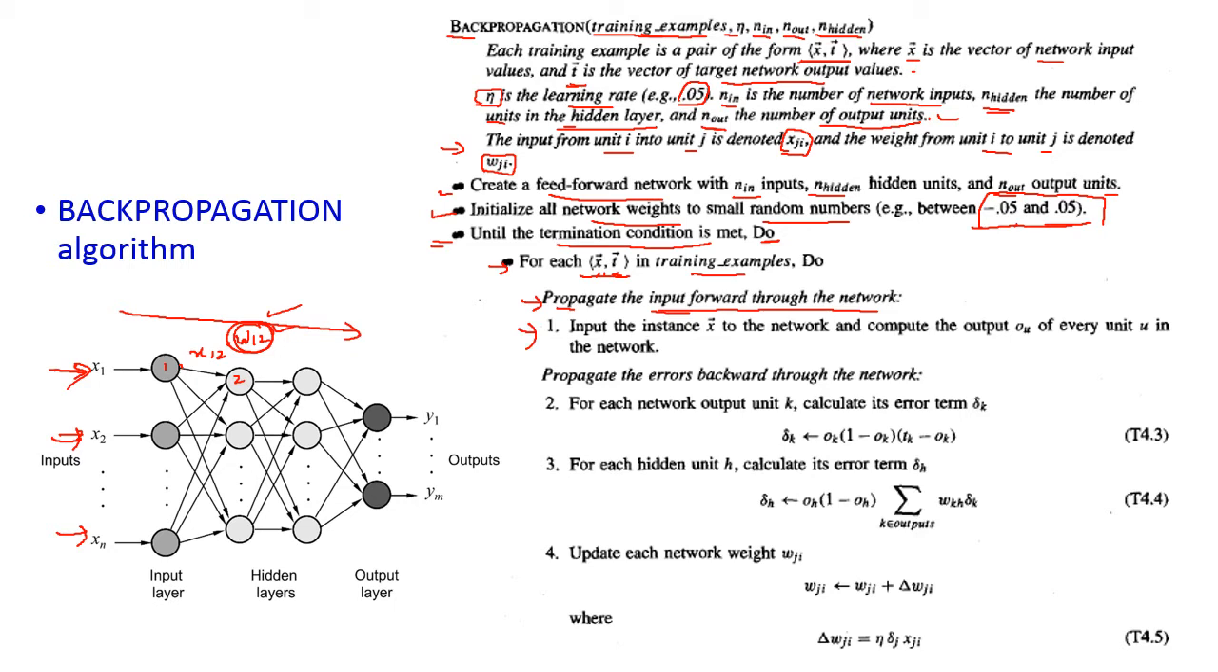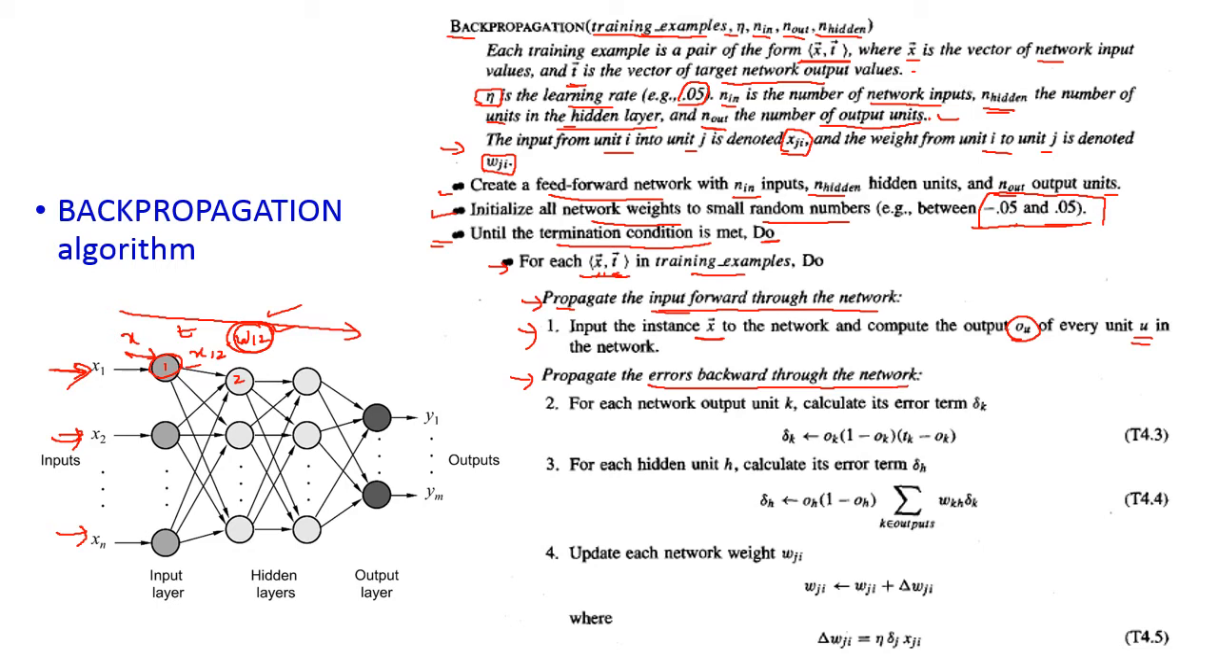The first step: input the instance x to the network and compute the output for every unit. So for every unit we have to compute the output. We give the input x and the output will be t, for all the units. And the next one is we have to compute the errors, that is, propagate the errors backward through the network.